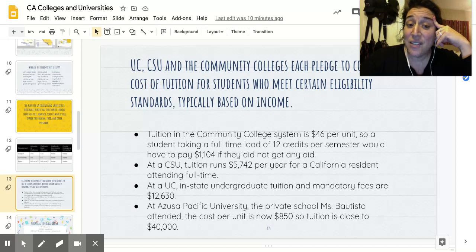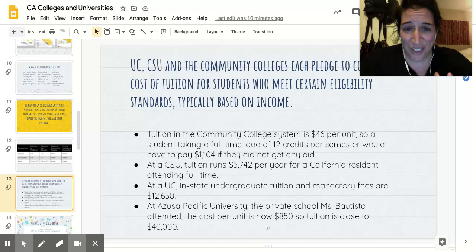At a CSU, tuition runs $5,742 per year for a California resident attending full-time. At a UC, in-state undergraduate tuition and mandatory fees are $12,630.